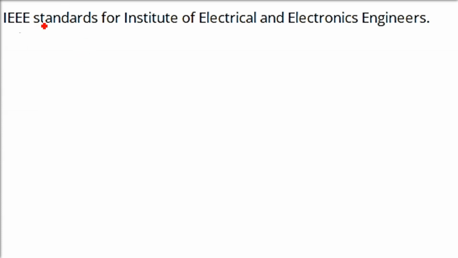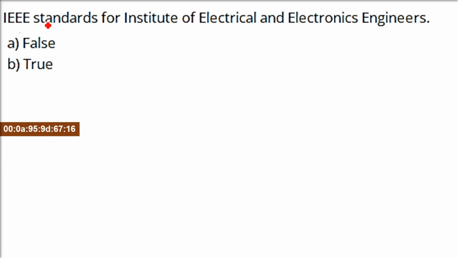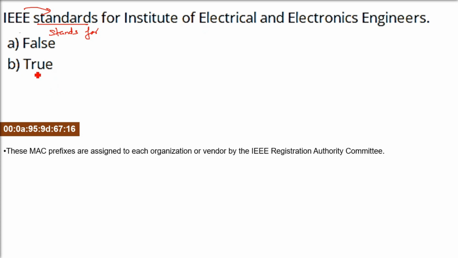IEEE stands for Institute of Electrical and Electronics Engineers. Now, IEEE is a governing body. It also creates the standards. So you can always change the question like this: IEEE stands for, or IEEE standards, whichever you want. But you know the idea. IEEE is the Institute of Electrical and Electronic Engineers. So why are we discussing this IEEE in the MAC context? We're discussing MAC addresses, right? So this is a MAC address.